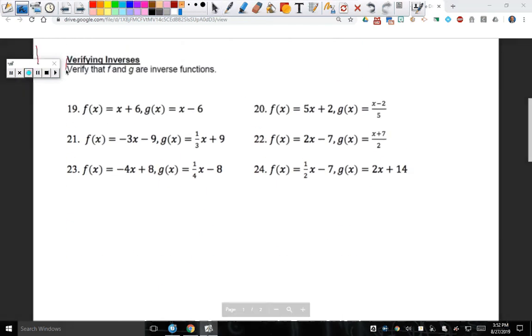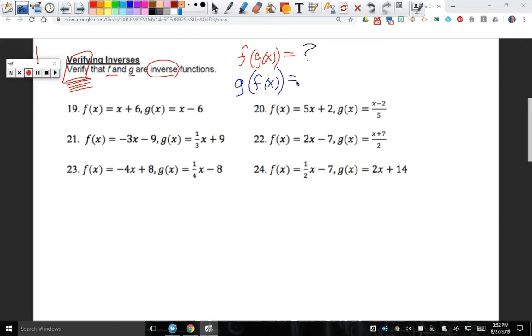This is for verifying if those two functions are inverses of one another. In other words, is this function f, the backward video would be g of x. Do you understand what I'm saying? Yes. All right, here we go. The way you do this is you have to see what I would get from that composition and compare it to what I would get from this composition.